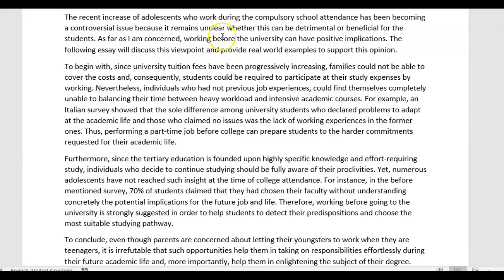As far as I'm concerned, working before university, I would say working before going to university can have positive implications.